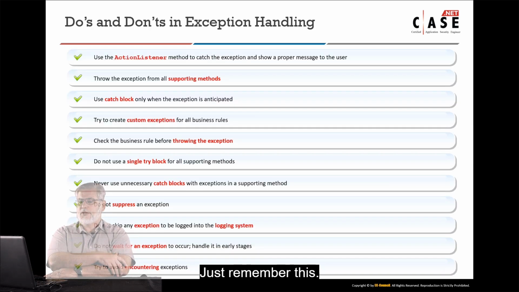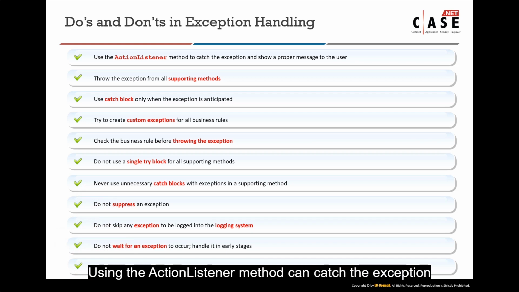Some do's and don'ts, just remember this. Using the action listener method can catch the exception and show a proper message to the user. Throw the exception from all supporting methods. Make sure you throw it with a particular exception. Use catch blocks when an exception is anticipated.